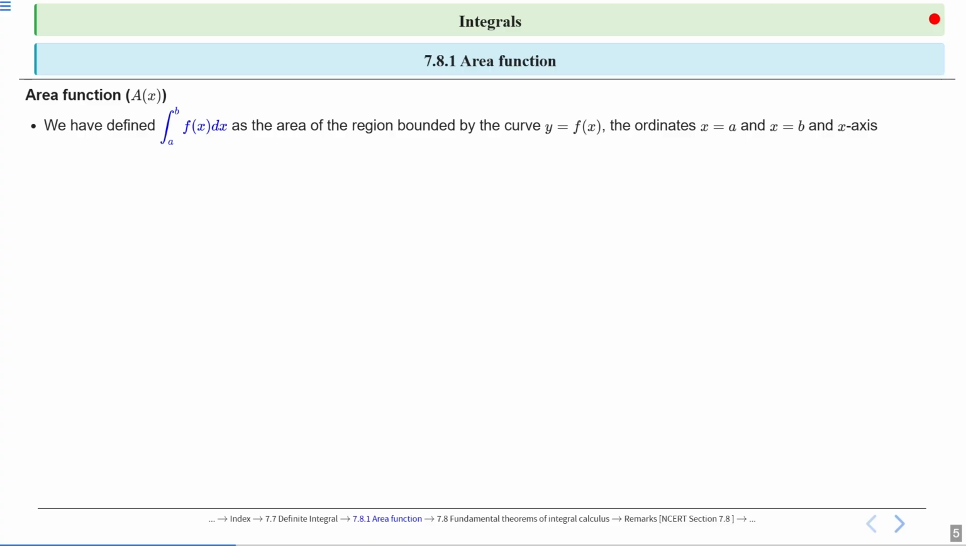So the next topic is the area function. So what is the area function? As its name suggests, it is a function of area. Okay. So we have defined the definite integral from a to b f(x) dx as the area of the region bounded by the curve y is equal to f(x), the ordinates x is equal to a and x is equal to b, and the x axis.